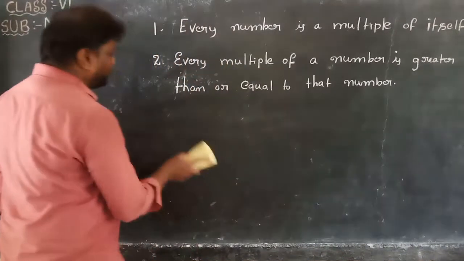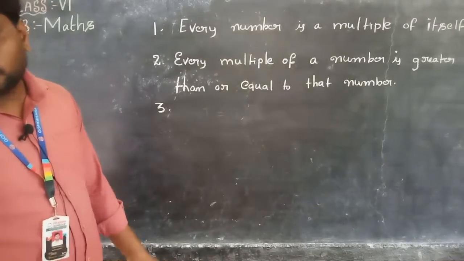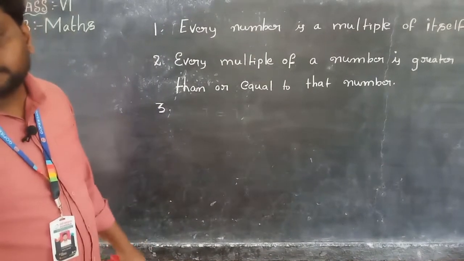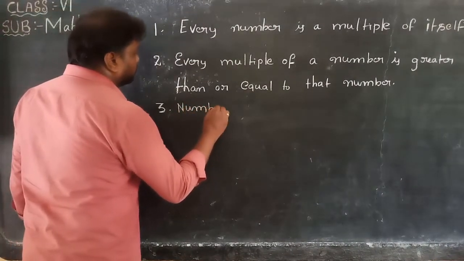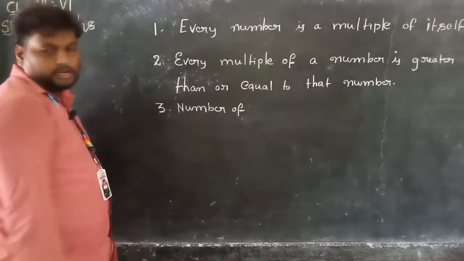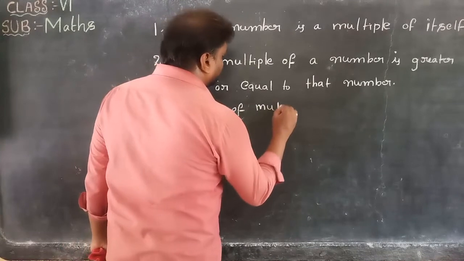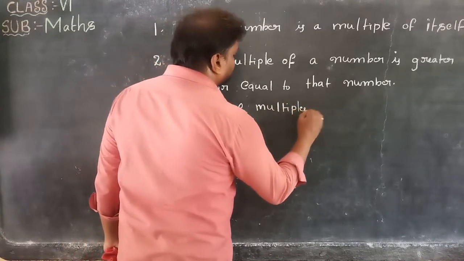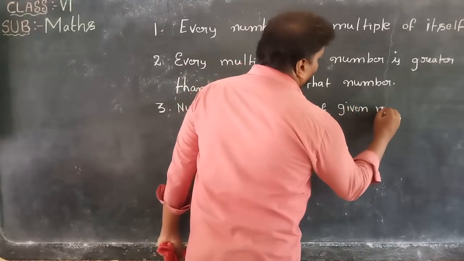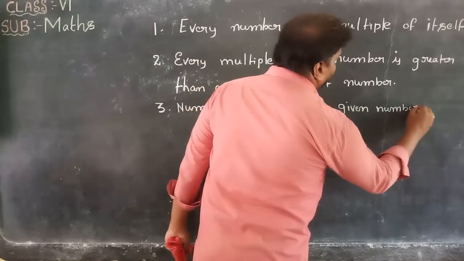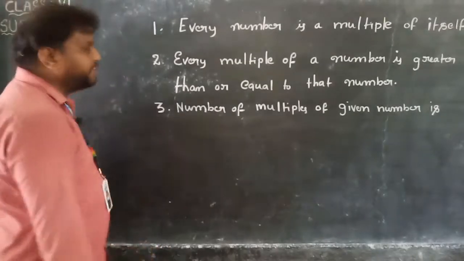Next, third point. The number of multiples of a given number is infinite.